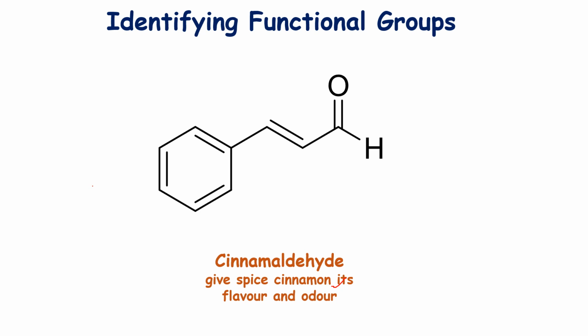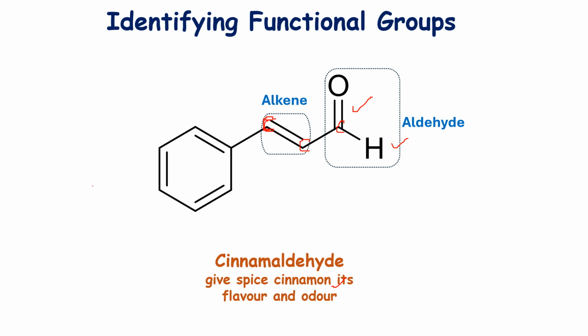The first functional group that I have highlighted in this molecule has a carbonyl group, and the carbonyl group carbon is attached to carbon on one side and hydrogen on the other side. Carbonyl with hydrogen on one side is an aldehyde functional group. This aldehyde functional group is attached to a carbon-carbon double bond. So this functional group is an alkene functional group.